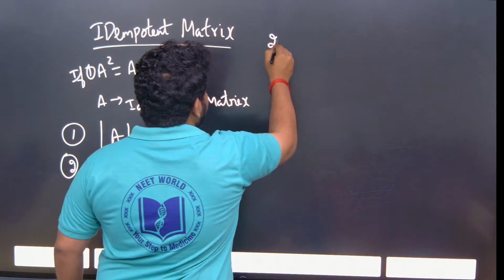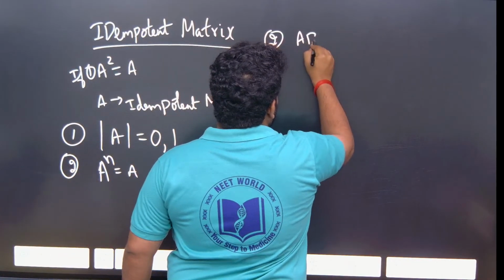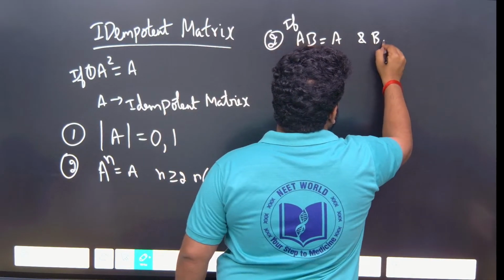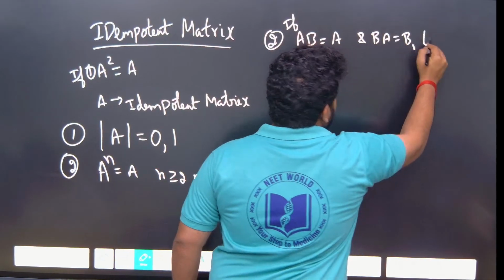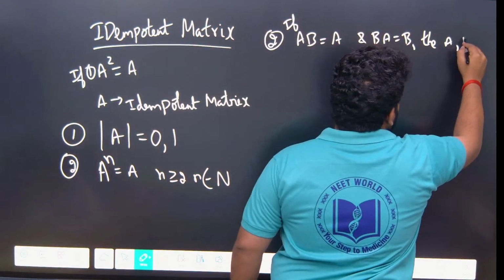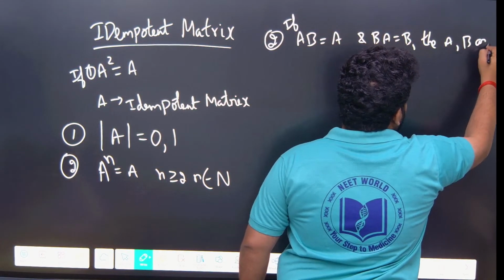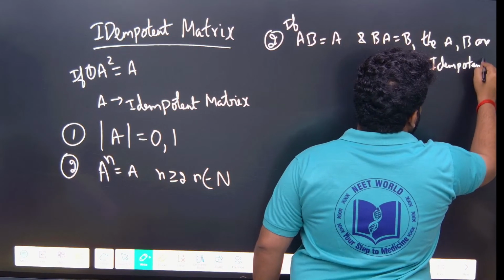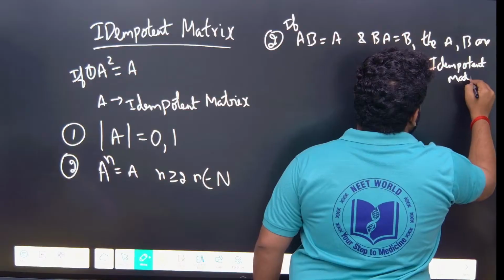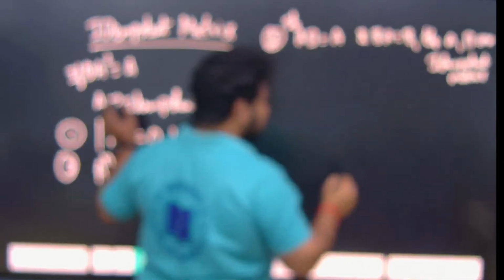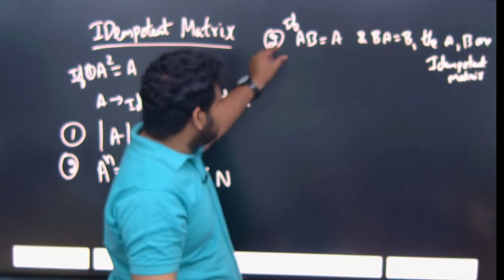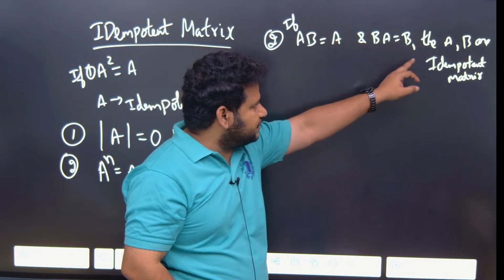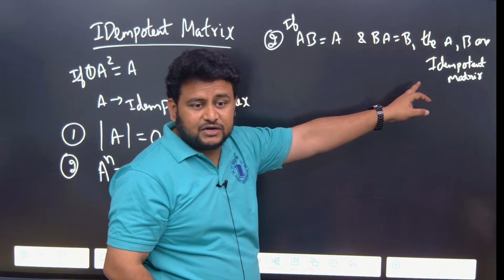Second property: if AB is equal to A and BA is equal to B, then we say matrix A and matrix B are idempotent matrices. See, if A square is equal to A, then A is an idempotent matrix. If AB is equal to A and BA is equal to B, then A and B are idempotent matrices.